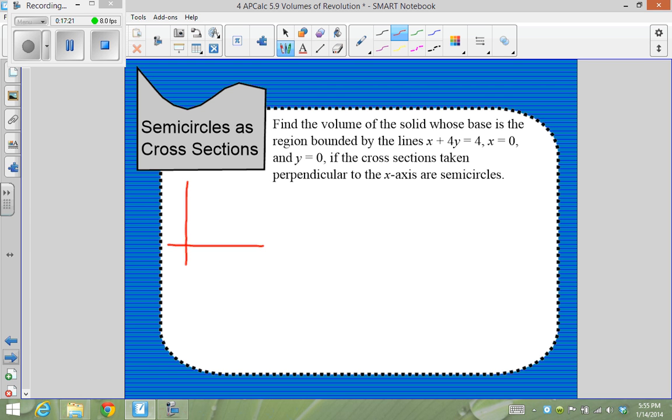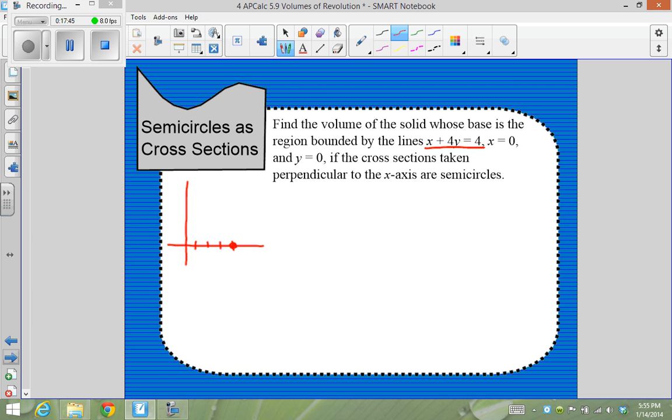Draw the base. I have a line x equals 0. That's going to be my y-axis. I have the line y equals 0. That's going to be my x-axis. And I have the line x plus 4y equals 4. If I graph that line to find my x-intercept, remember you cover up your y, and so you would get 4.